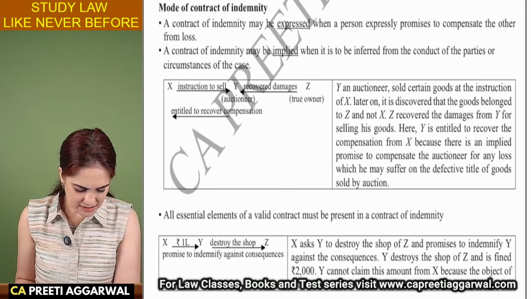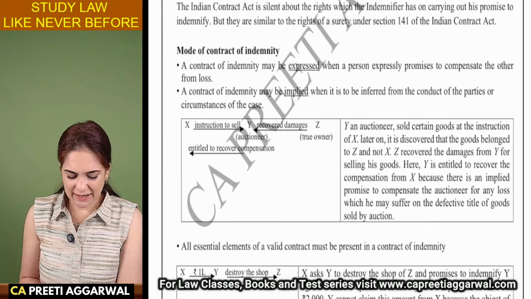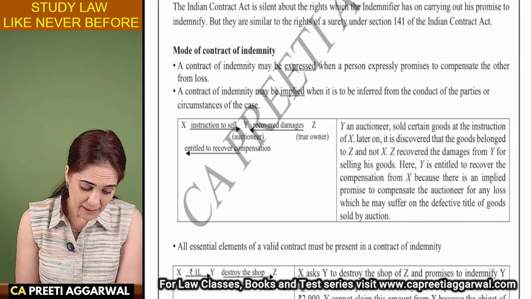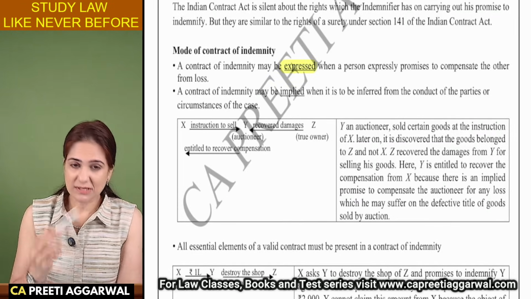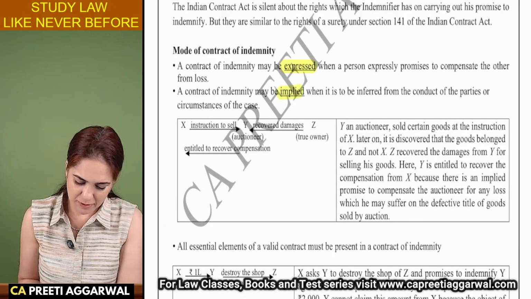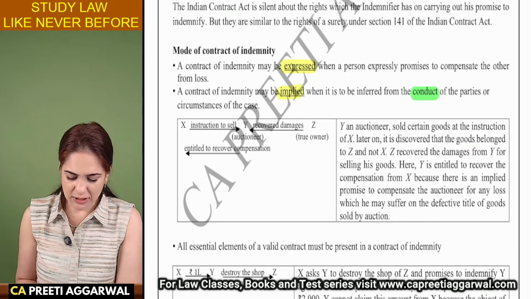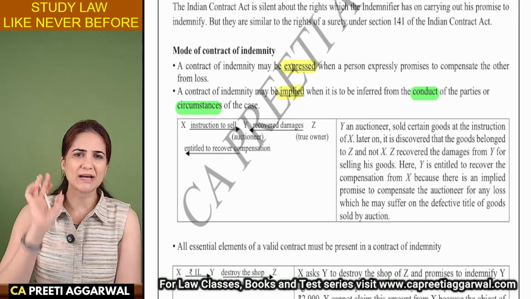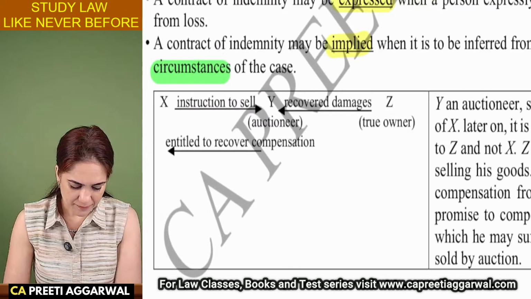Next, let us discuss a few other points relating to indemnity. A contract of indemnity may be expressed, that is, expressed in words, oral or written, or it may also be implied. It may be understood from the act or the conduct of the parties or circumstances of the case. One very good example is given in my book.